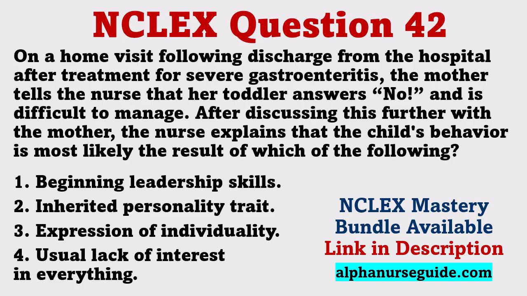The correct answer is 3. The "no" behavior demonstrated by a toddler is typical of this age group, as the child attempts to be self-assertive as an individual. The negativism does not demonstrate an inherited personality trait or disinterest. Rather, it reflects a developmental task of establishing autonomy. The toddler is attempting to exert control over the environment. It is too early to assess leadership qualities in a toddler.